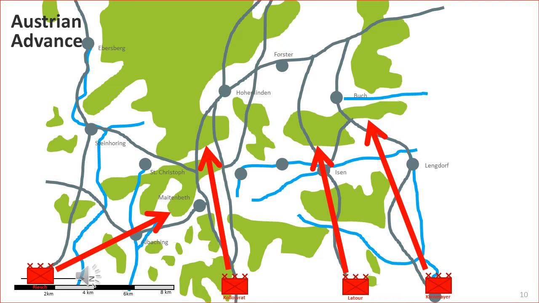2 columns would march west along separate roads, while a column would take a northerly route and a column would take a southerly route. All 4 columns were ordered to aggressively attack any French resistance they encountered, as it was believed to only be a rear guard. This was a critical error on the Austrians' part.